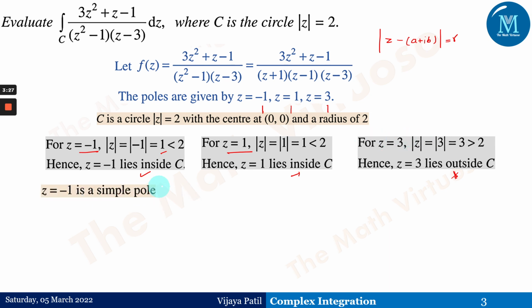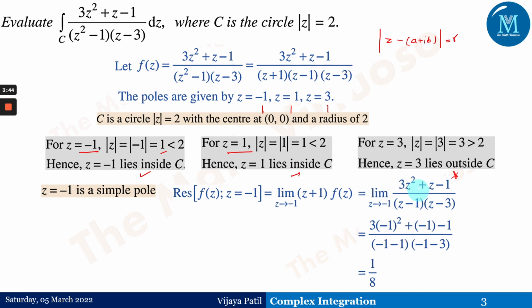So z equals minus 1 is a simple pole, and we are aware of the formula. The residue of f of z at z equals minus 1 is the limit of (z minus (minus 1)), that is (z plus 1), times f of z. The z plus 1 in the function goes off, which is why we do not have it in the next step, and we get the value 1 by 8. So the residue of f of z at z equals minus 1 is 1 by 8.